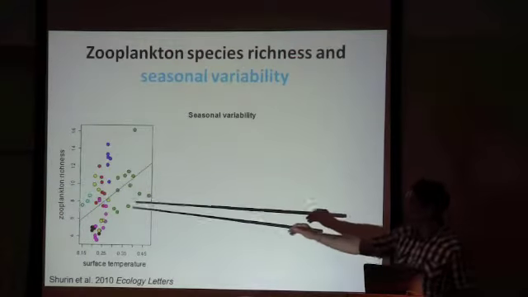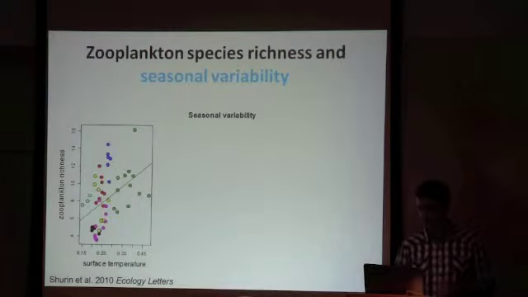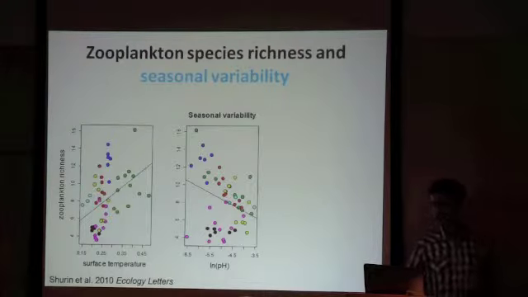Next was the seasonal variability. Again, seasonality and temperature. So lakes that have a large seasonal cycle in temperature tend to have more species in them and tend to be colder on average. Next was seasonality and pH.